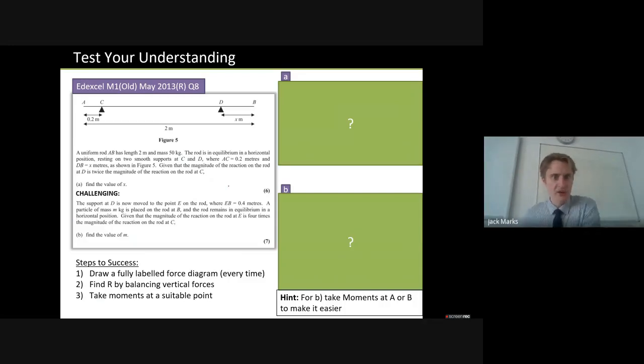So I'd like you to pause the video and have a go. And you know, the challenge is only a challenge, okay? That's not what I'm expecting you all to do. One thing I would say here is the way that the diagram is labeled in terms of 0.2 meters, 2 meters, and so on, you don't have to label it the same way if it's confusing to you. You need to make sure that it makes sense for you when you're trying to solve it. Steps to success there at the bottom. Pause the video and have a go before I reveal the answers.